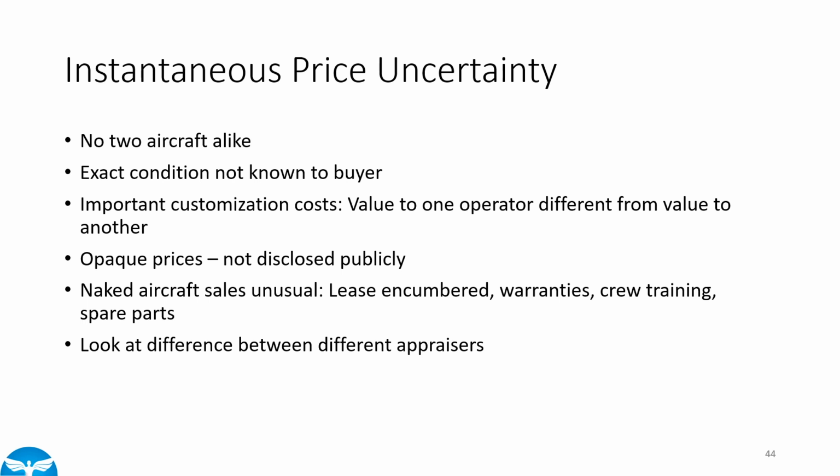You can get a sense of this instantaneous price uncertainty by looking at how widely different appraisers can be about their opinions of aircraft. But there are different aircraft. For some of the typical popular narrow bodies, the appraised values cluster closer together, and for some wide bodies or not very liquid aircraft, the prices will diverge more.